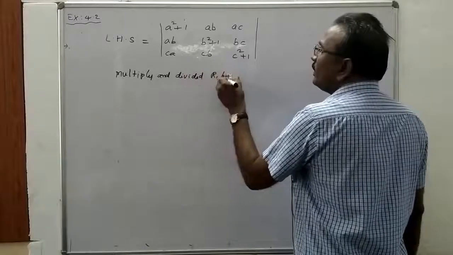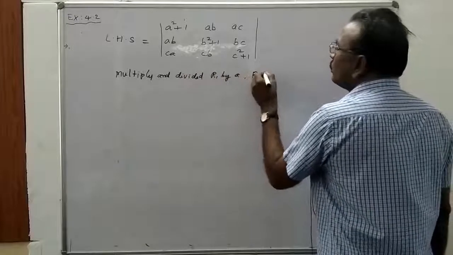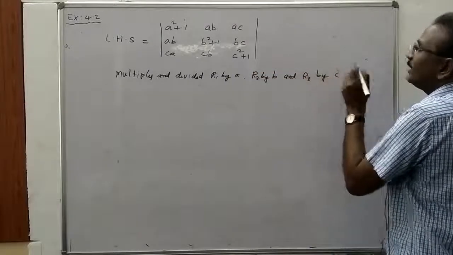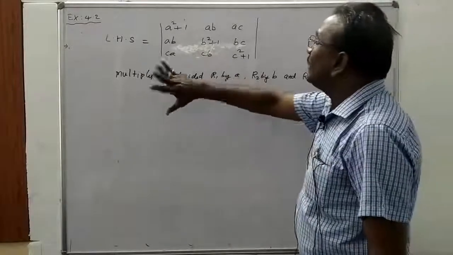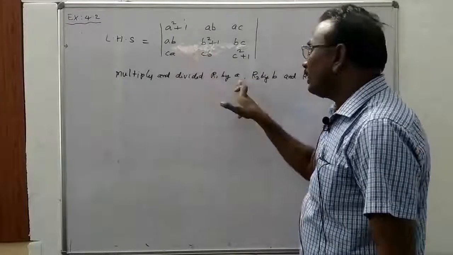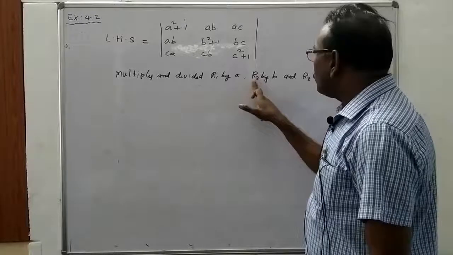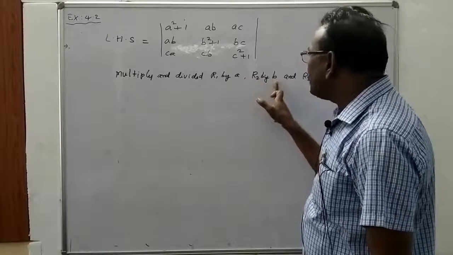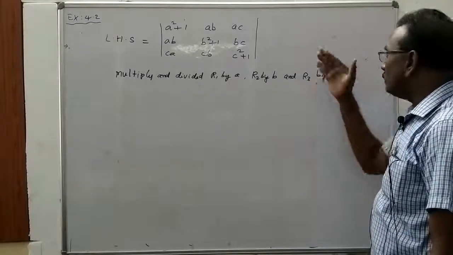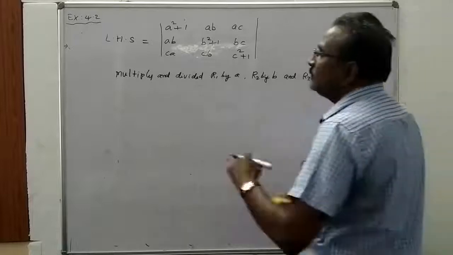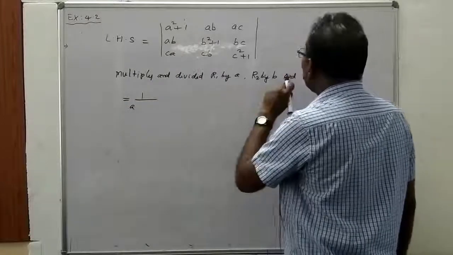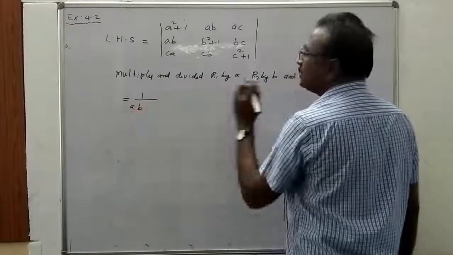R1 by a, r2 by b and r3 by c. Here we divide outside and multiply inside the row. Multiply r1 by a, divide outside the determinant by a. Next multiply r2 elements by b and divide outside the determinant by b. Next multiply r3 elements by c and divide the whole determinant by c outside. So your LHS becomes 1 by a, b and c.